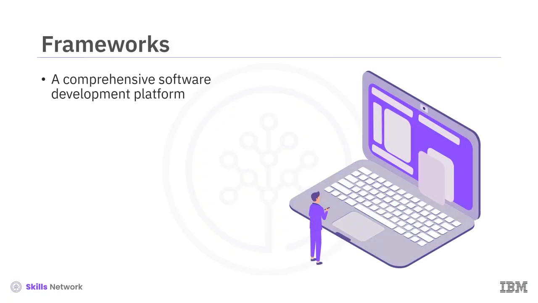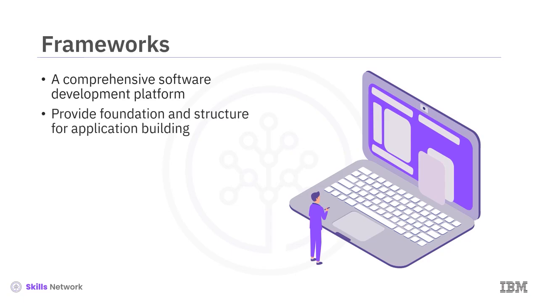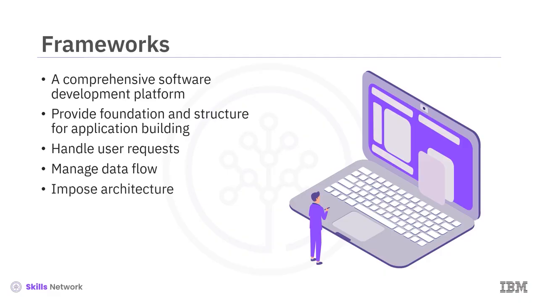A framework is a comprehensive software development platform that provides a foundation and structure for building entire applications. Unlike libraries that offer specific functionalities, frameworks impose a particular architecture and provide tools, libraries, and guidelines to streamline the development process. Frameworks address broader concerns, including handling user requests, managing data flow, and structuring the application's overall architecture. Some popular examples of JavaScript frameworks include AngularJS, EmberJS, Svelte, and Vue.js.